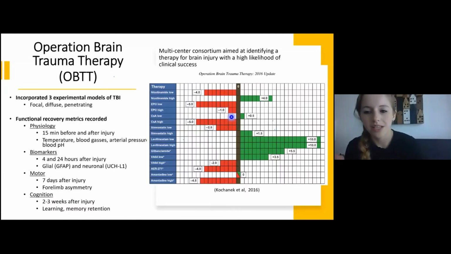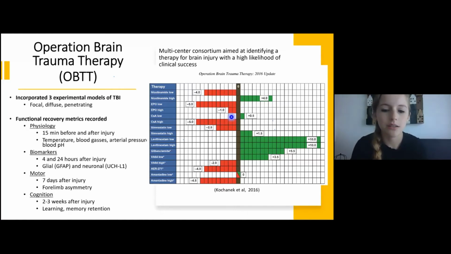In an attempt to set ourselves up for the best chance of success in applying machine learning to the TBI laboratory data, we accessed the rather large animal data set collected by the consortium study known as Operation Brain Trauma Therapy, or OBTT. Now, OBTT noted in its study design that many labs are using different devices, like the CCI versus the FPI device, and effectively modeling different types of injury. And that this may be contributing to some of that lack of translatability we've seen from bench to bedside in terms of finding effective therapies.